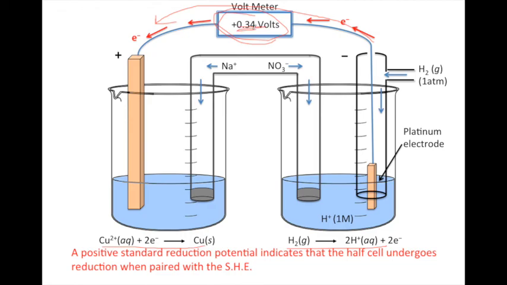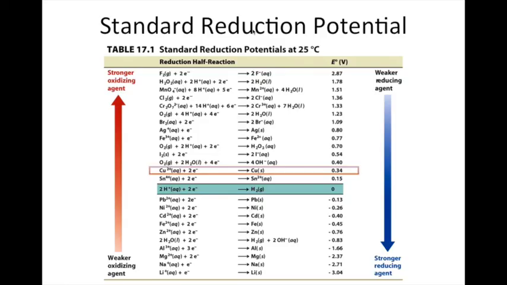So if we look on our table here, you can see the copper half reaction is above the standard hydrogen electrode, so it's going to be reduced when paired up with this guy, and the standard reduction potential is 0.34 volts.